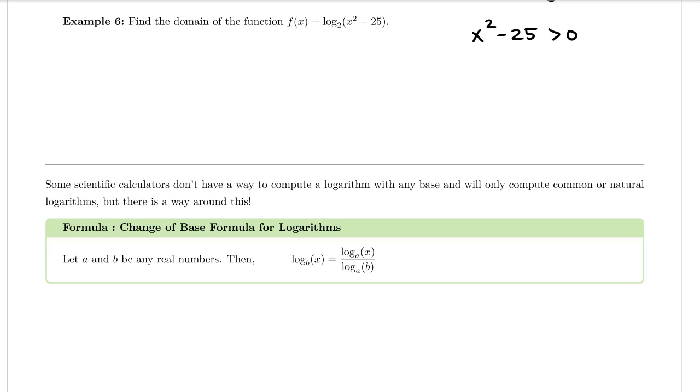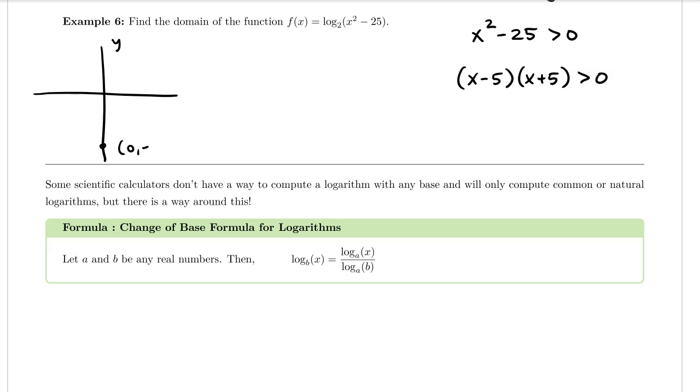Now x squared minus 25 is a difference of squares, so I can factor that into x minus 5 times x plus 5. We want to know when this is greater than 0. So I'm going to rely on thinking about what the graph of this function looks like. I know that my vertex is going to be at the point 0, negative 25, which also happens to be our y-intercept. And then our x-intercepts are going to be at negative 5, 0 and positive 5, 0.